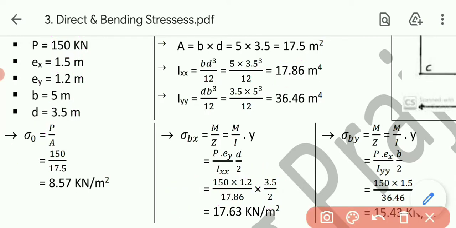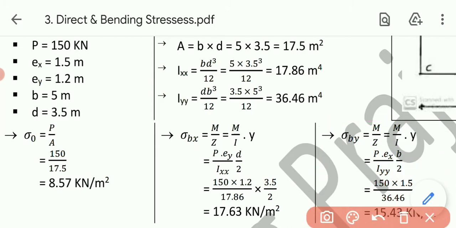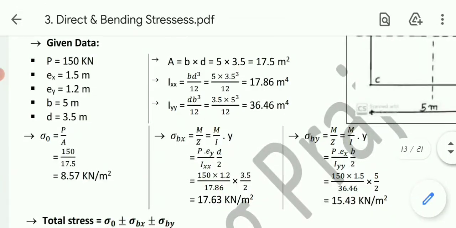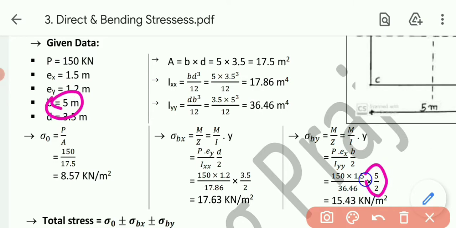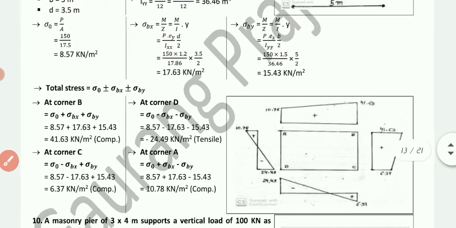Then sigma by, the formula we have already generated: P into Ex divided by Iyy into b by 2. So first of all, P 150, Ex, divided by Iyy, that is 36.46, and b by 2, that is 5 by 2. By simplifying this one, I will get the answer 15.43 kilonewton per meter square. So finally I got all three answers, sigma 0, sigma bx and sigma by. Now we need to calculate the stresses at each corner.